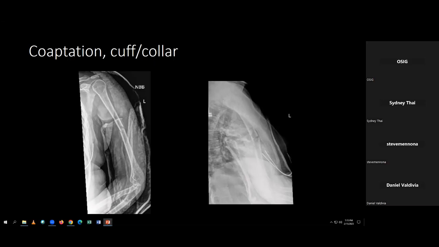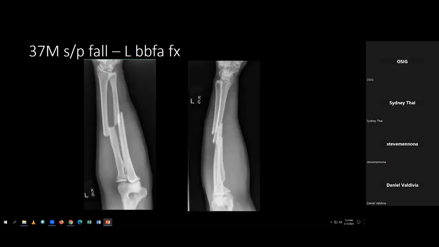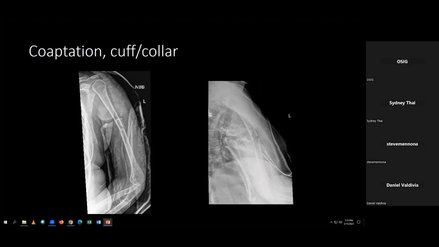So non-surgery. Does anyone have any questions on that case? It's okay if you don't. So we'll keep going. If you have any questions, just shout them out.